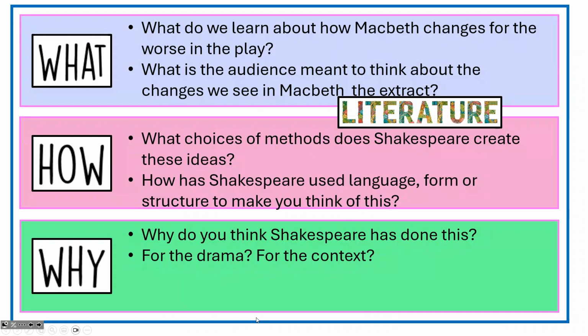How has Shakespeare used language, form, structure to make you think this? Form is the genre, the fact it's a tragedy in a play. And why do you think Shakespeare has done this? For building the drama and for the context of the time. All of those things are relevant.